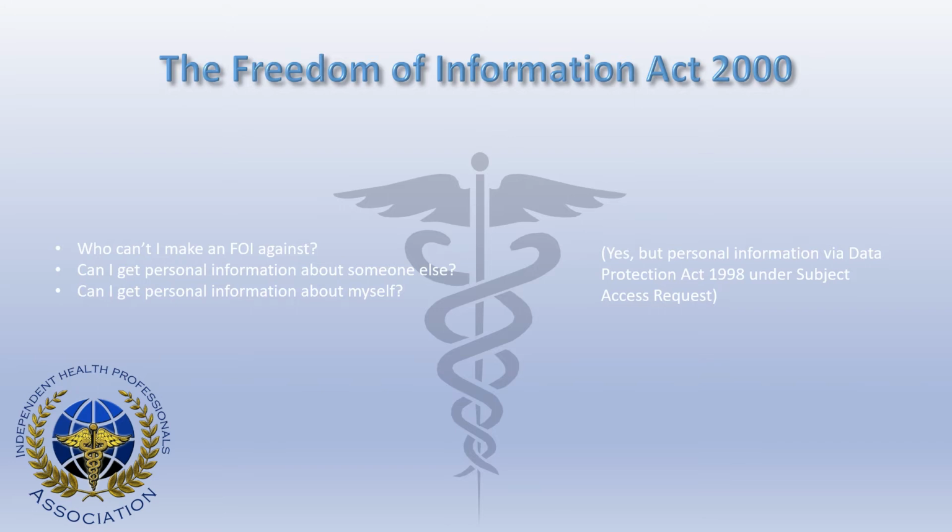These acts can be combined if you're doing this for yourself, so you can say that this is a Freedom of Information Act request under the Freedom of Information Act 2000 with respect to information covered by that, and also a subject access request under the Data Protection Act 1998 for information not covered. And combining these two lets you get all your own information from an organisation.